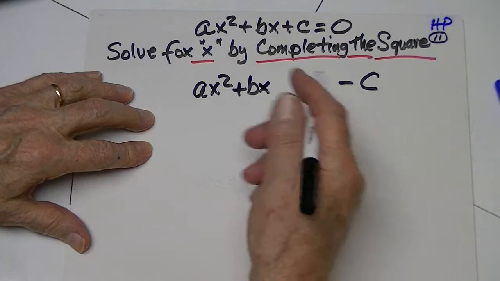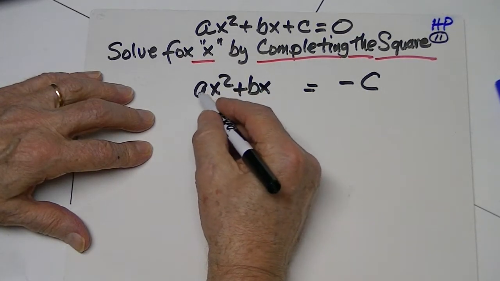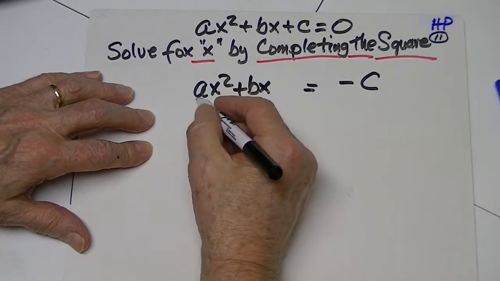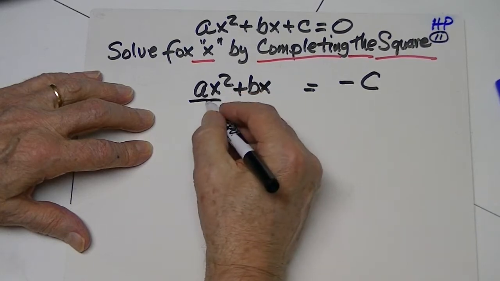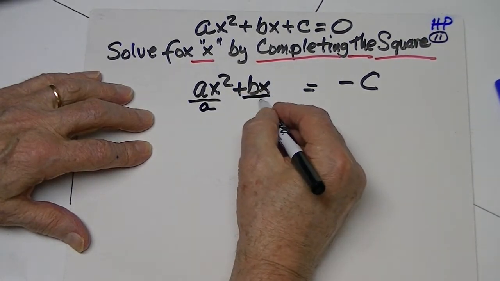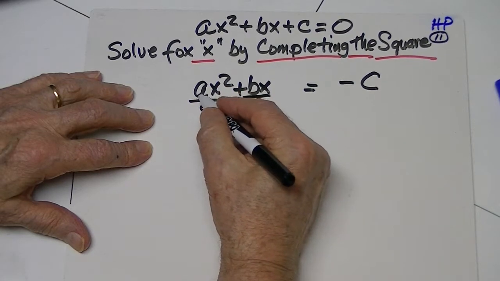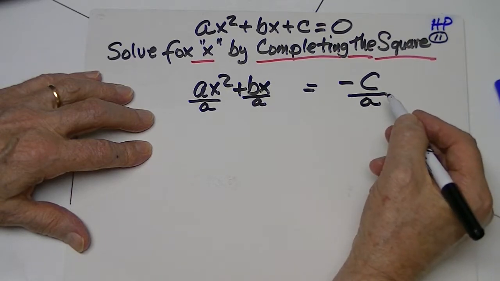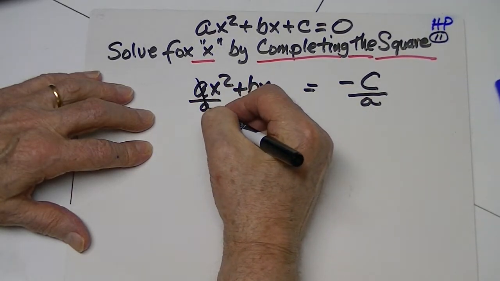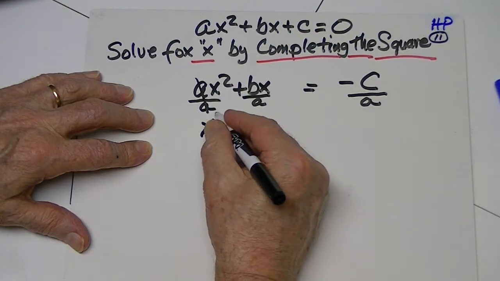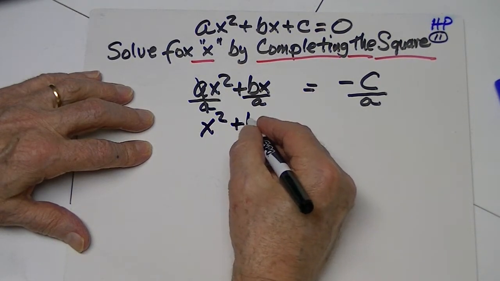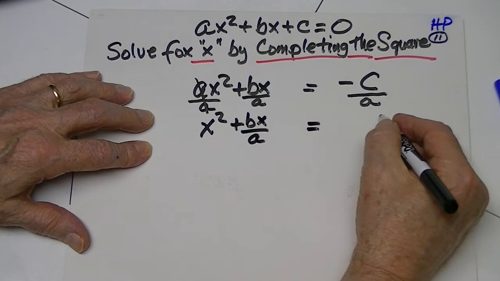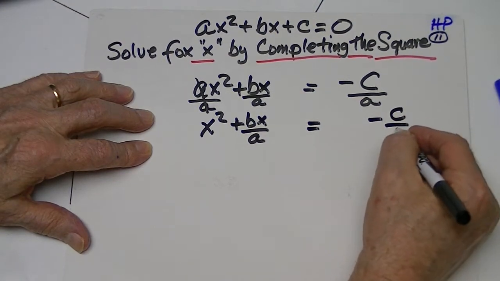Now the rule is, if the x squared has a term in front of it, we have to get rid of that term. And we're going to do so by dividing out every term by the a. So if there was a value for a, we're getting rid of it this way. Now here the a's cancel out, and we then get x squared plus bx over a equals a negative c over a.